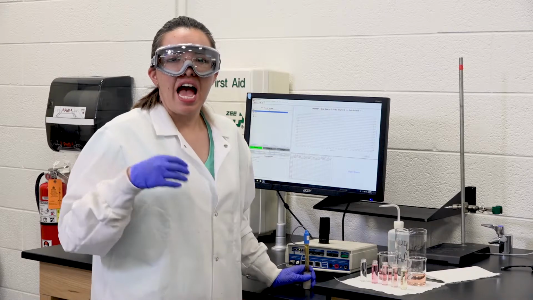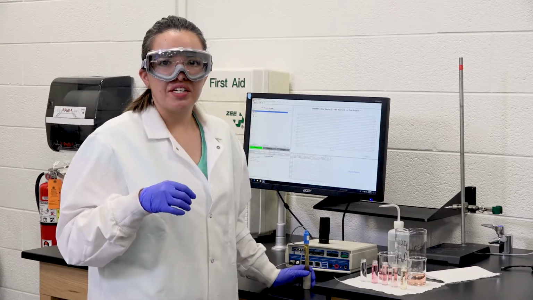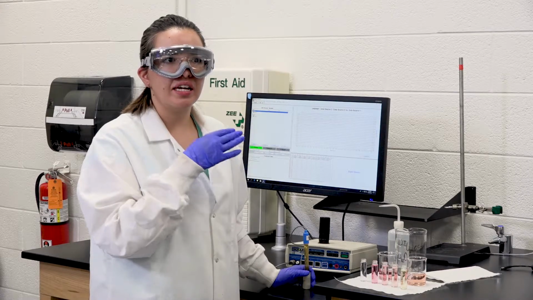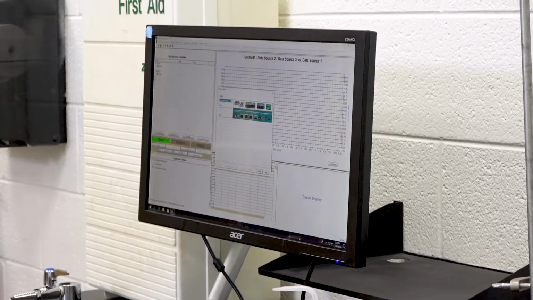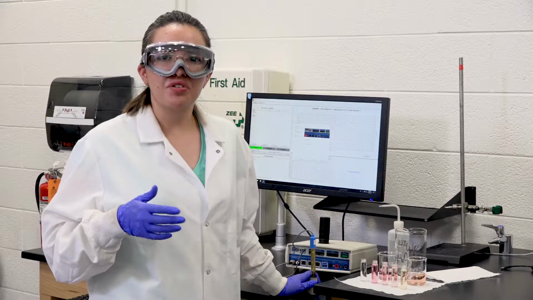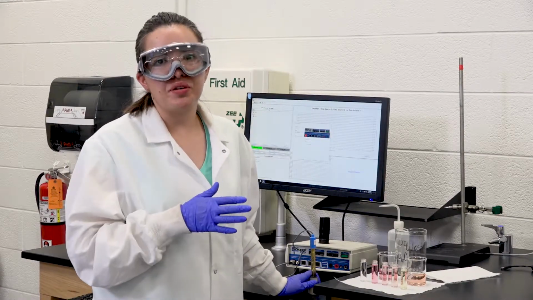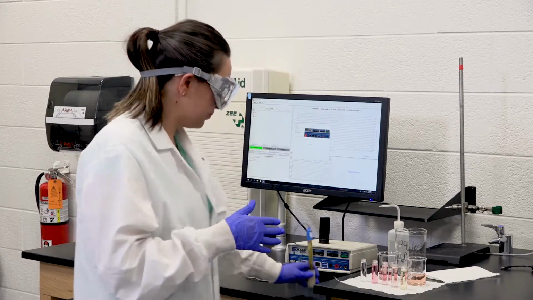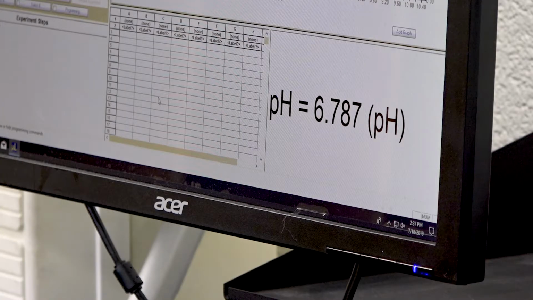Okay, so after we plug in the pH electrode, we need to make sure that we input it into the software and add it as a sensor. As we're adding the pH electrode as a sensor, we're going to make sure that we use the factory calibration that is already input in the system. Once the pH electrode has been added as a sensor, the pH will be displayed at the bottom right corner.